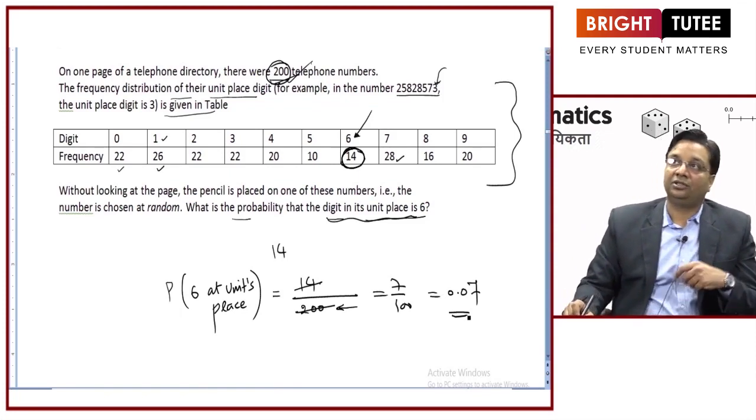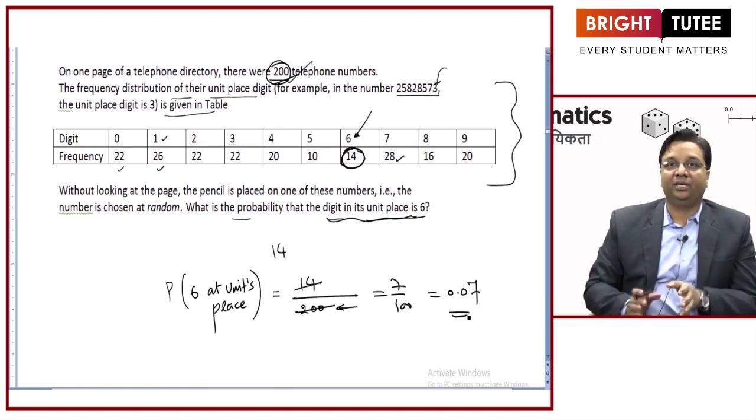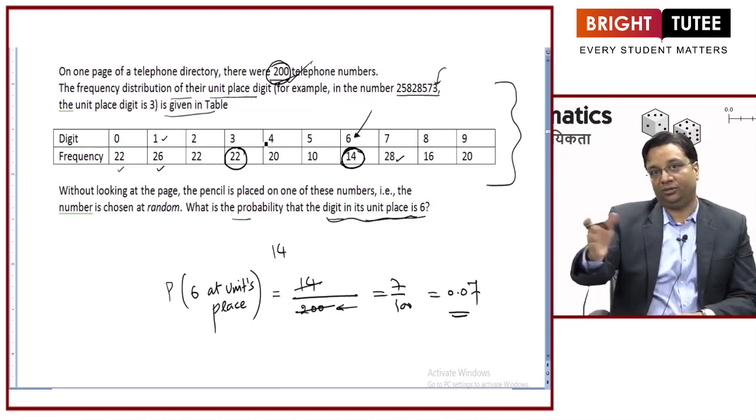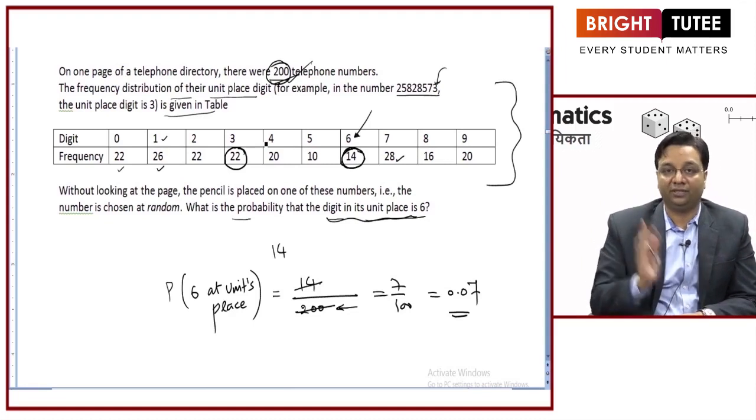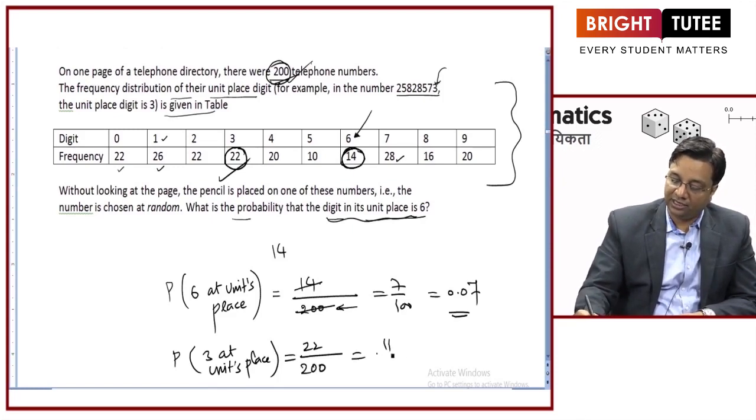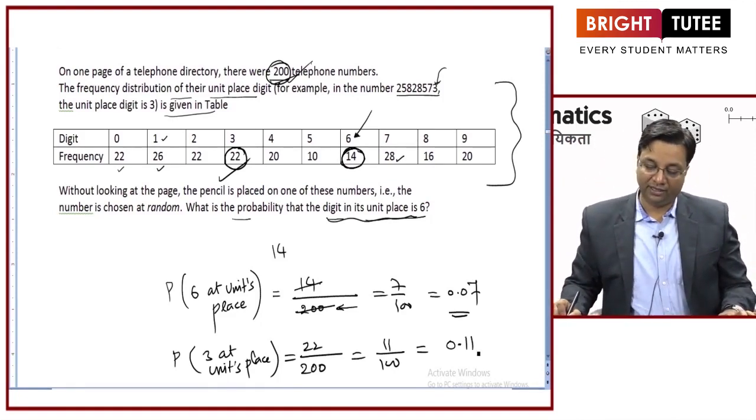Okay, now if I ask you, you again perform this experiment, and what is the probability of 3 appearing at the units place? You will say there are 22 times 3 appeared at the units place out of these 200 experiments, or out of these 200 telephone numbers that we are considering. So probability of 3 at units place will be 22 divided by total 200, that is 11 by 100, and it is equal to 0.11. Okay, this is how we can think about this.